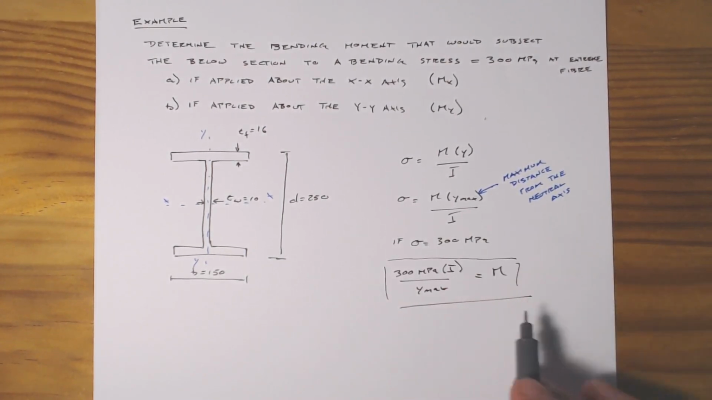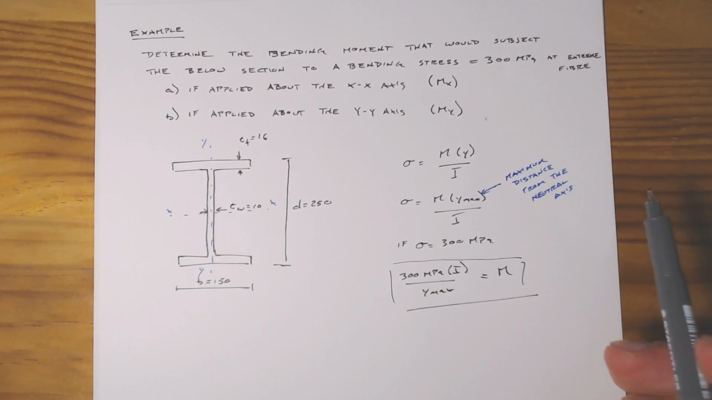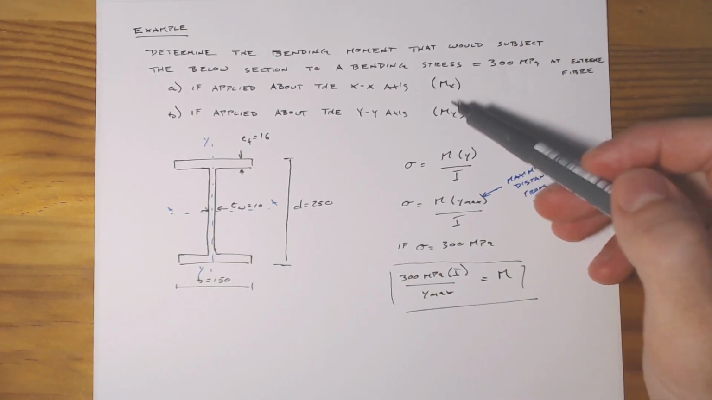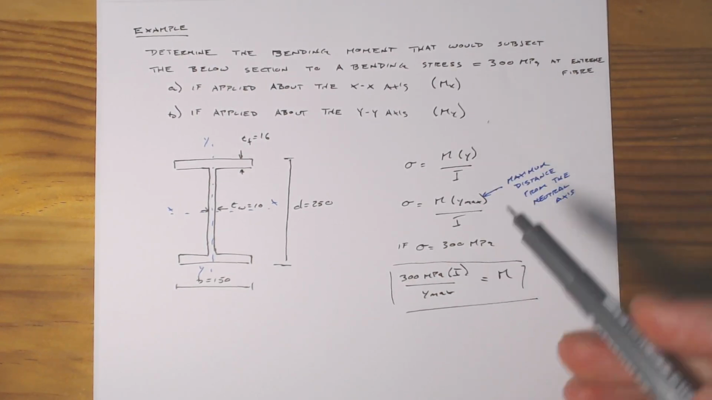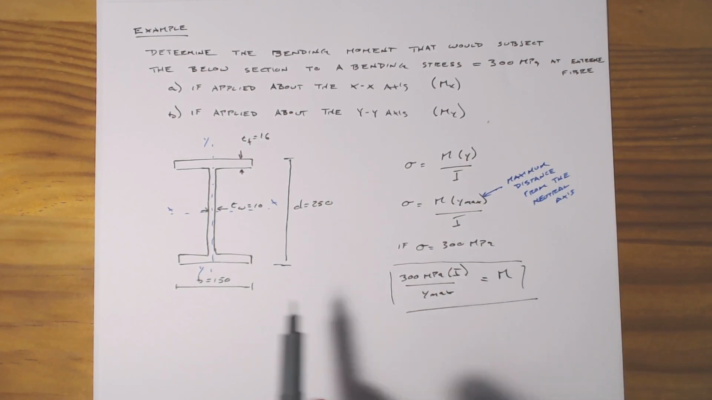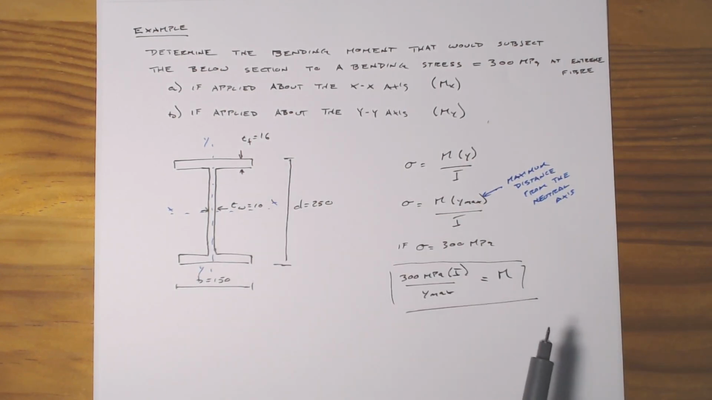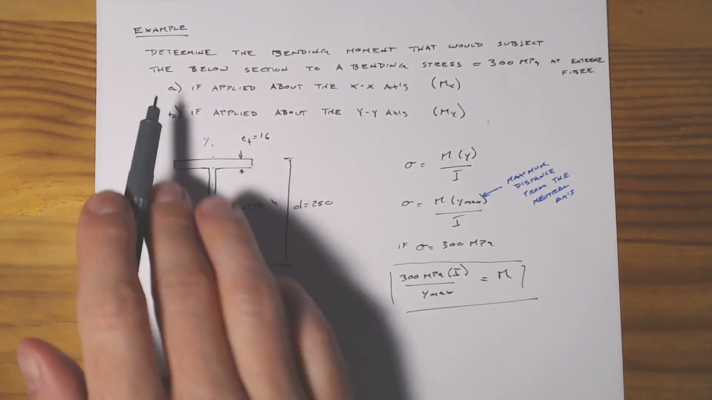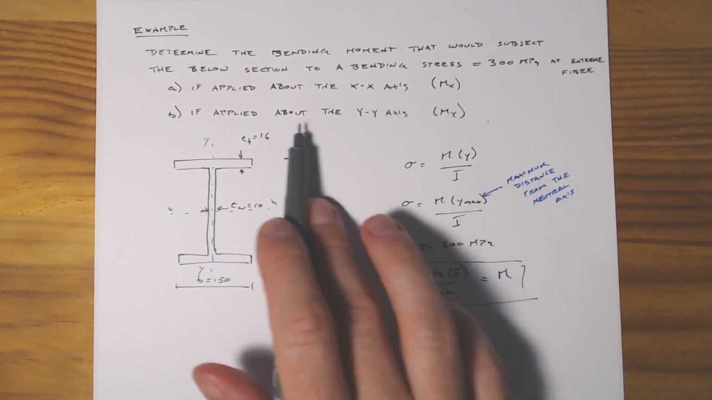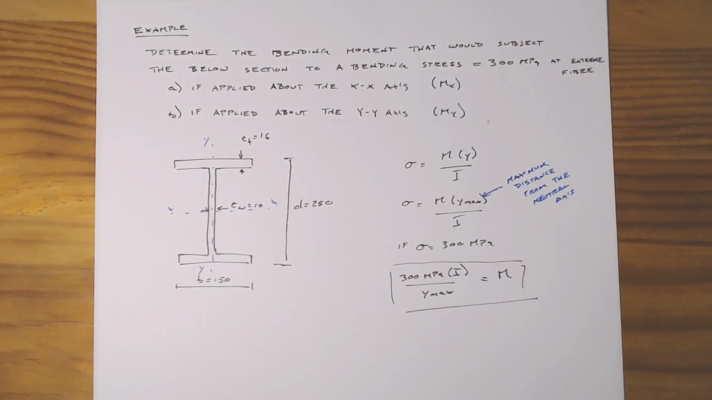Really all we need to find in order to find either this max moment Mx or My is the moment of inertia about either the x or the y axis, depending upon which one we're looking at, as well as this max distance away from the neutral axis, y max. So with that, we can get started. Let's start with finding the maximum moment about the xx axis.